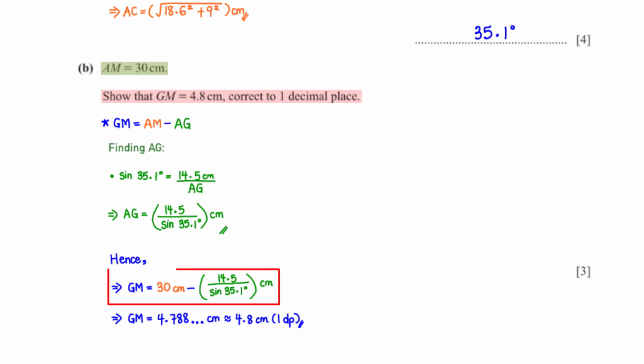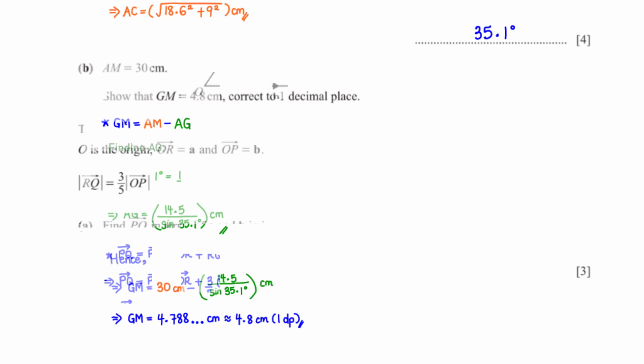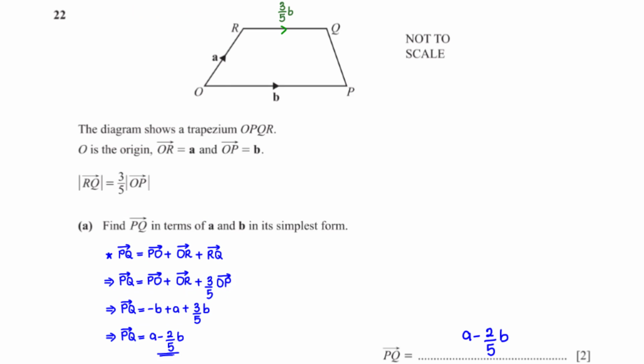So now we have GM equals 30 centimeters minus 14.5 over sin 35.1 degrees centimeters. When we type this into the calculator, we get 4.78 centimeters, which is approximately 4.8 centimeters rounded to one decimal place. The diagram shows a trapezium, OPQR.